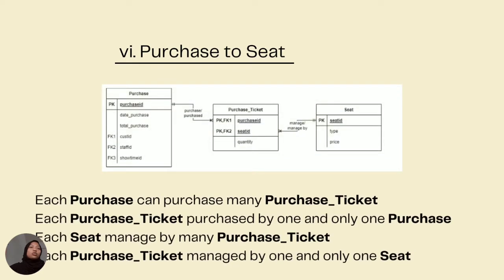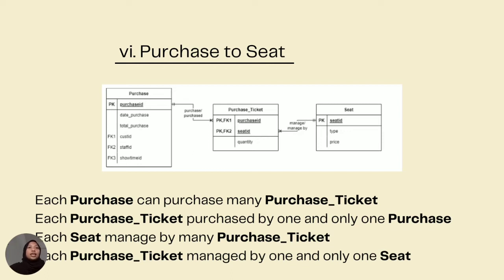Next is purchase to seat. Purchase to seat is a many-to-many relationship. To represent this relation, we need a bridge, which is purchase ticket. Purchase to purchase ticket is a one-to-many relationship, and seat to purchase ticket is a one-to-many relationship, and it is a strong relationship here.